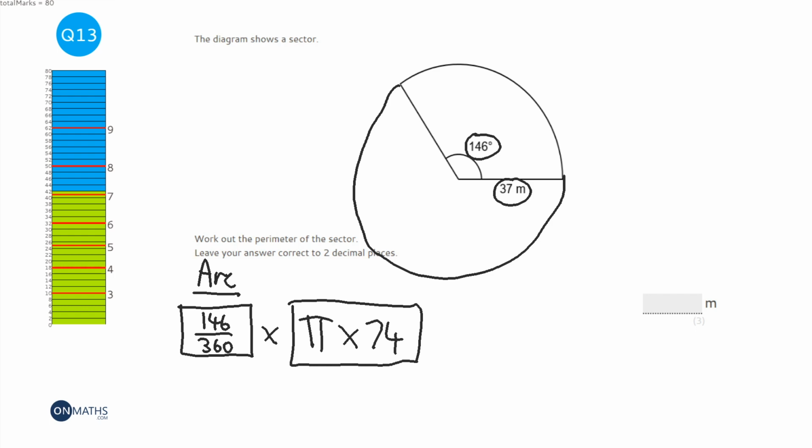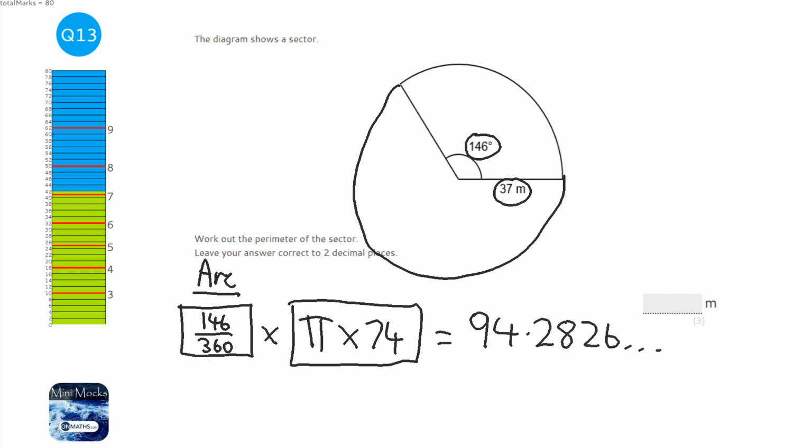Okay, so we type that all into our calculator, so I press the fraction button, 146 over 360 times pi times 74. And it gives me an answer in terms of pi. I don't need it in terms of pi, I just need it as a decimal. So 94.2826 and so on. Now that's for the arc length, but we also want to know what this distance here is.